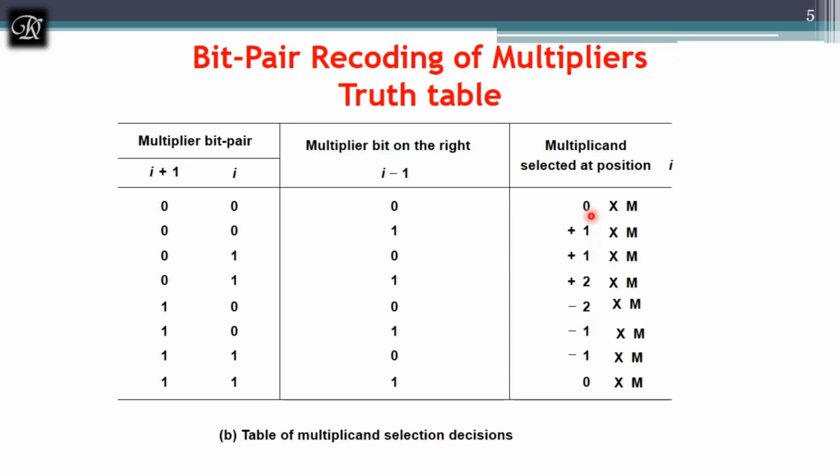A simple way to remember: from 0 to 3 in binary, that is 000, 001, 010, 011, it is 0, plus 1, plus 1, plus 2. It means plus 1, plus 1, and the addition of these two is 2. And from 4 to 7, that is 100, 101, 110, 111, it is minus 2, minus 1, minus 1, 0. The reverse of the previous. That's it. This is the easy way to remember this truth table.